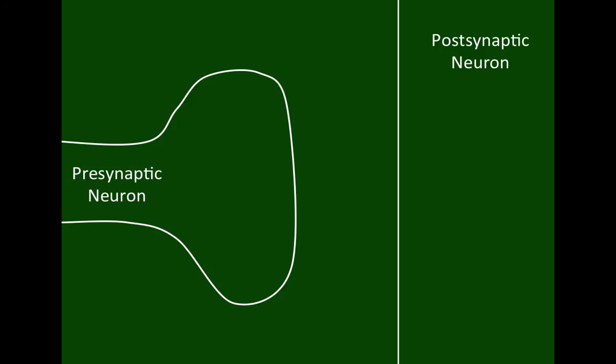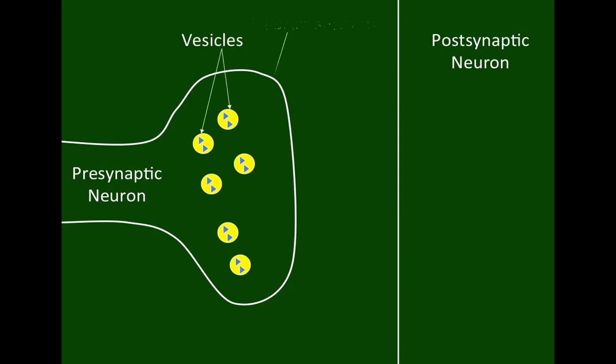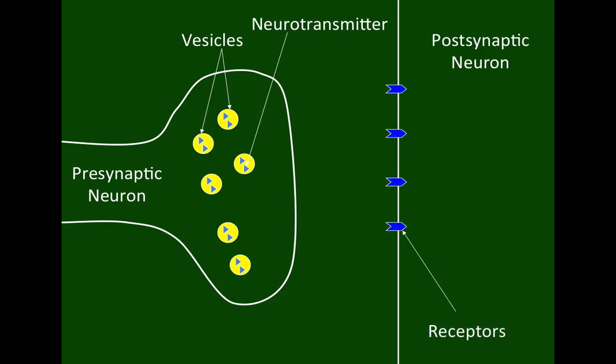Inside the knob of the presynaptic neuron, we have little containers, which are called vesicles. And those blue triangles inside the vesicles represent neurotransmitter, which is a special chemical that's involved in this process. On the postsynaptic neuron, the line there represents the membrane of the postsynaptic neuron. We actually have special structures called receptors.